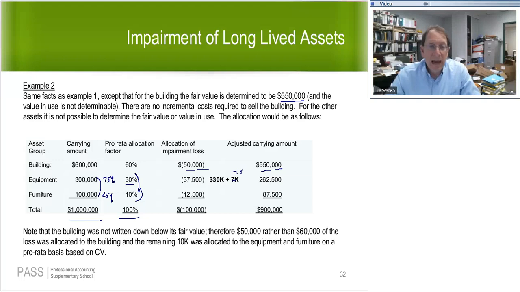And what do you do with furniture? I don't know. You write it down. Okay, I'm doing 10%, but I got to allocate that 10,000. How much? 25%. That's 2,500. Okay, fine. 2,500 plus 10,000 is 12,500. That's it. That's how you do it.